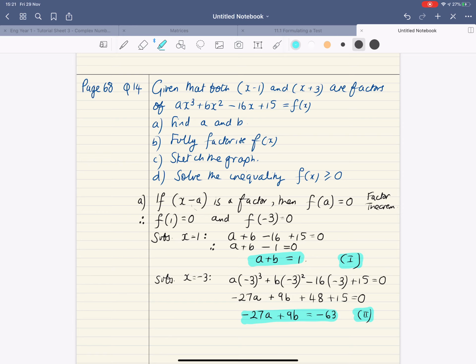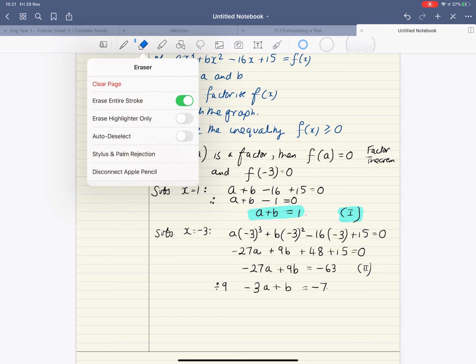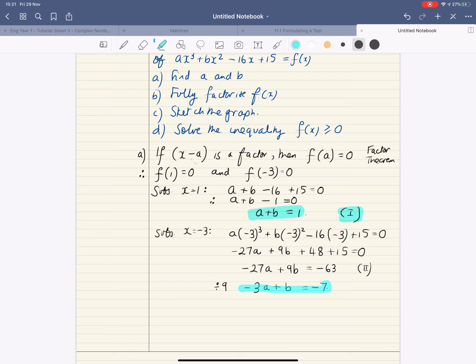Oh, actually, look at all these numbers here. Now this might not always happen in every case, but look, these will all divide by 9. So that's going to simplify that a lot. Because both sides of this equation divide by 9, we can do that. If we divide by 9, minus 3a plus b is minus 7. So let's call that one number 2 instead, because that one's a bit neater and easier to work with.